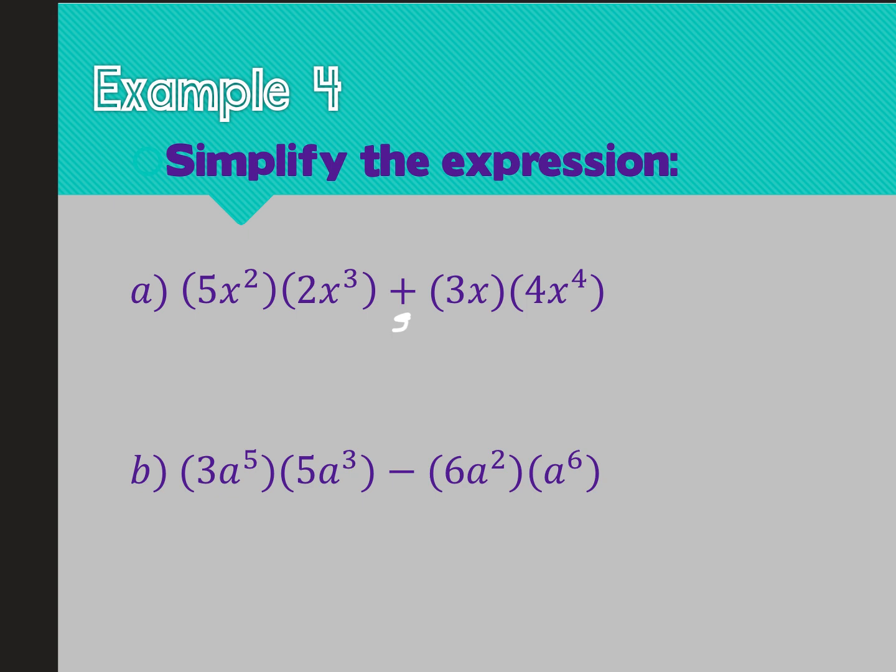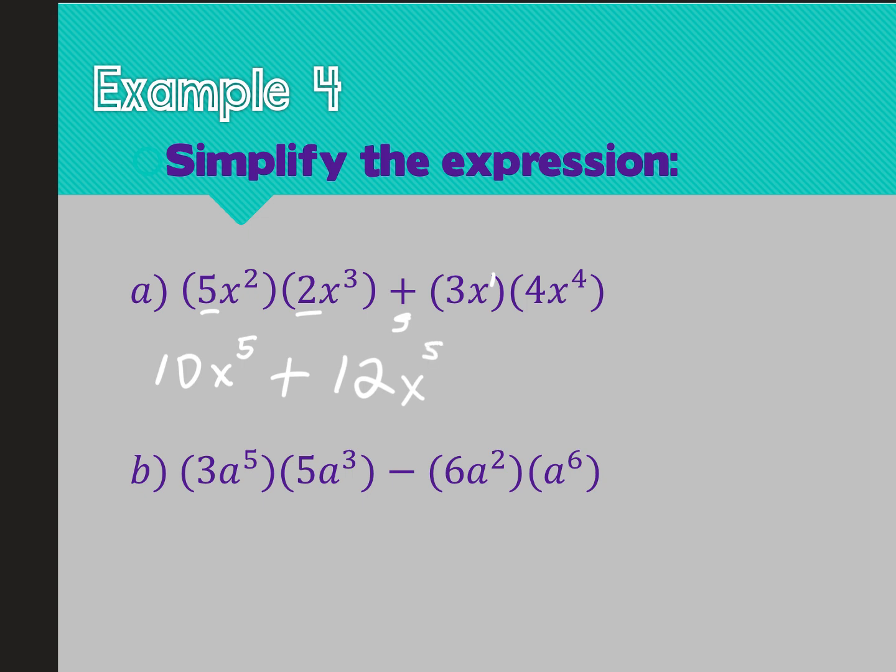So the first thing I'm going to do here is multiply 5 and 2. It's going to give me 10. Then I have the x as my base for each of these, so x to the second times x to the third. I'm going to add my two exponents together. 2 plus 3 is 5. So I have plus. Multiply the coefficients. 3 times 4 is 12. I have x to the first here and x to the fourth here. If I add 1 and 4, I get 5.